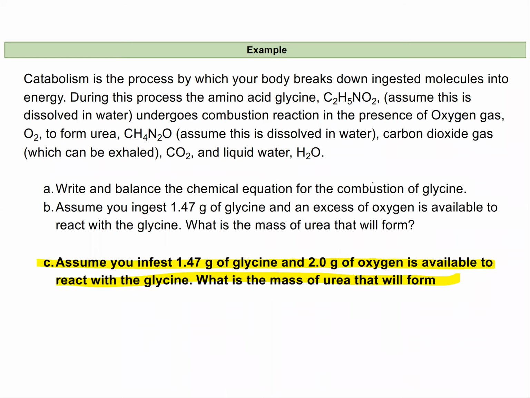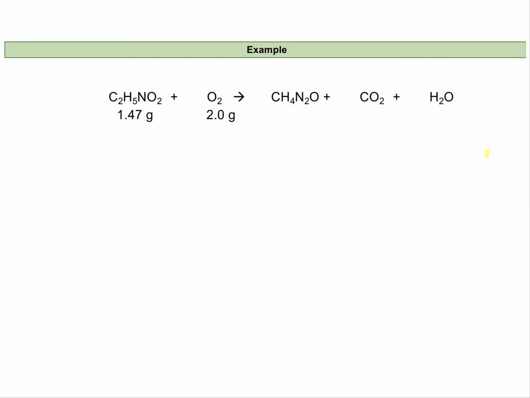So looking at our chemical reaction we developed previously with our glycine and oxygen reacting to form urea, carbon dioxide, and water, we were able to balance this and find that we would produce 3 carbon dioxide and 3 water molecules and 1 urea from a reaction with 3 oxygen and 2 glycine molecules. So we have our balanced reaction.